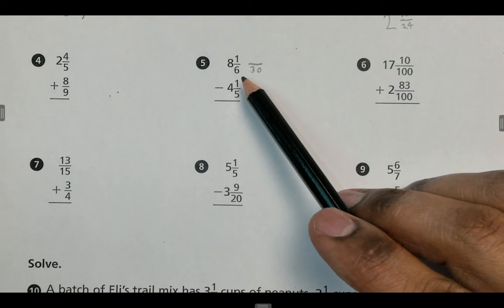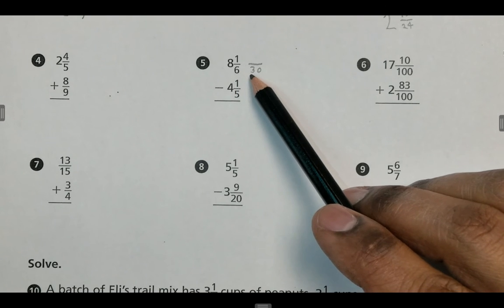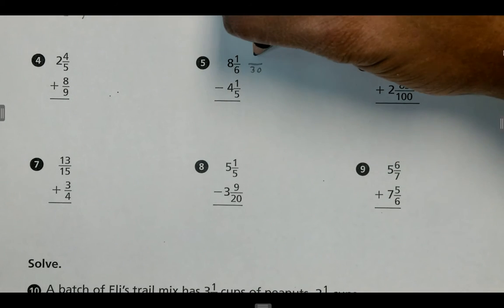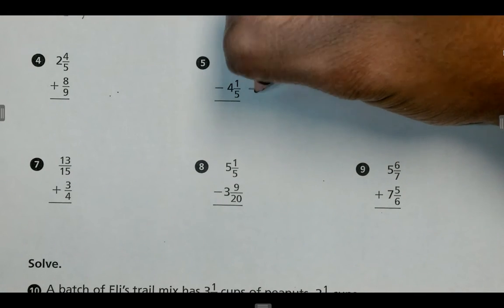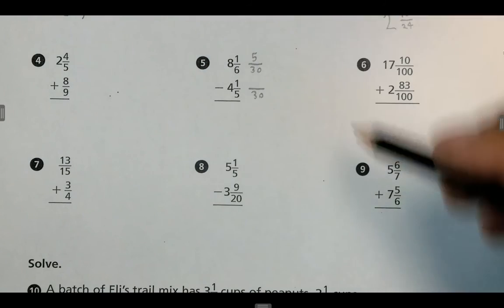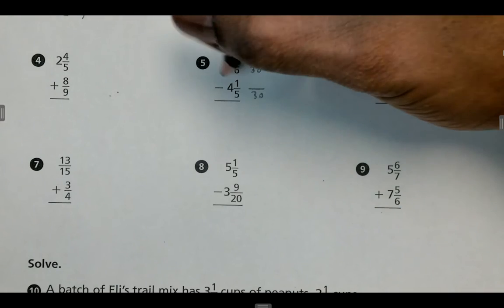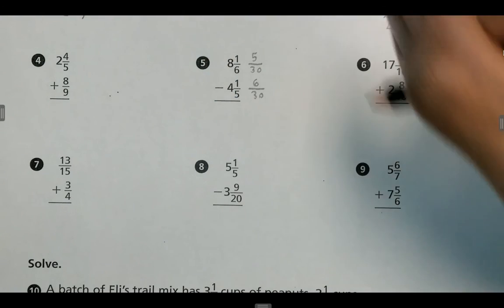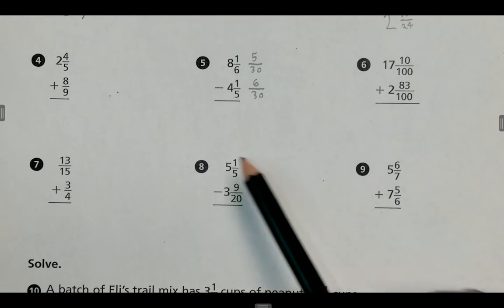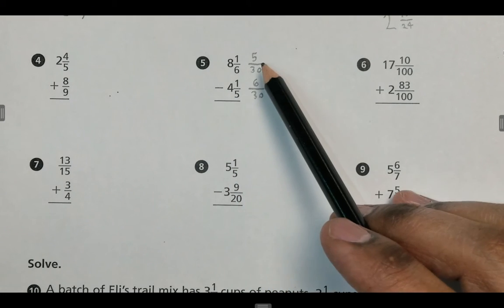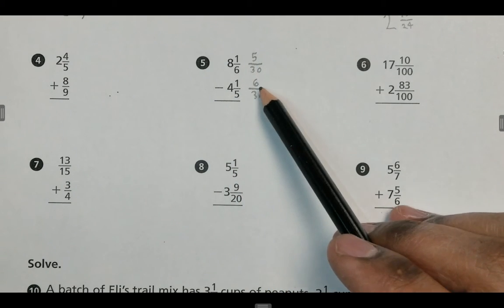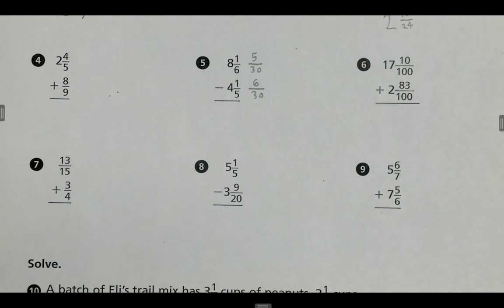1 over 6. I need to multiply the bottom by 5. Let's multiply the top by 5. 1 over 5. I need to multiply the bottom by 6. Let's multiply the top by 6. Oh, but hold it now. I'm subtracting, but I can't do 5 over 30 minus 6 over 30. I've got to borrow from the whole.